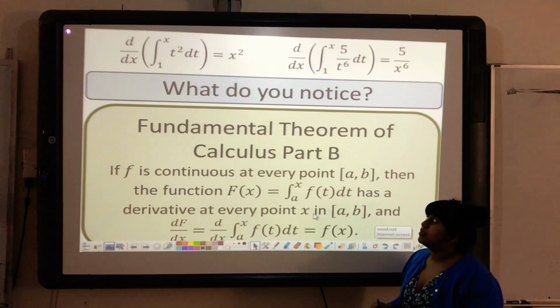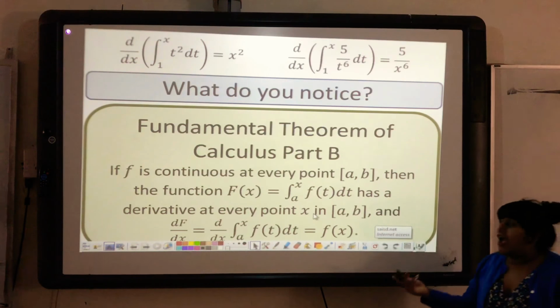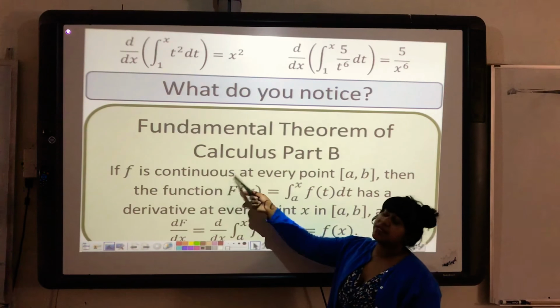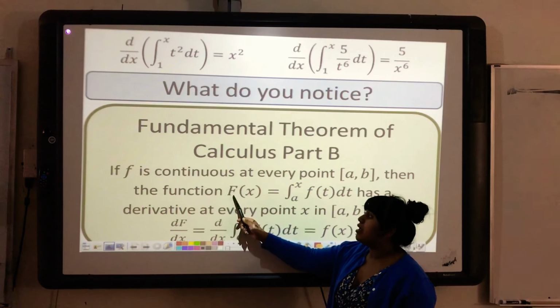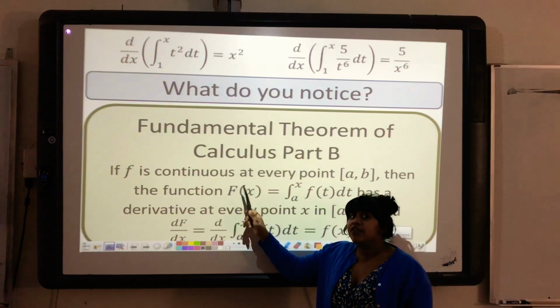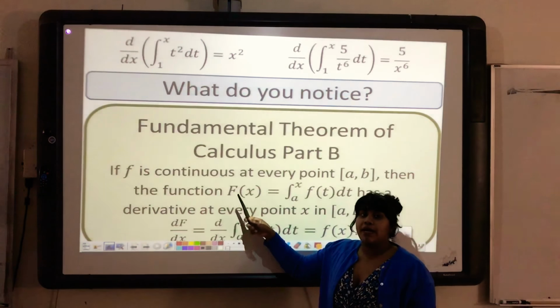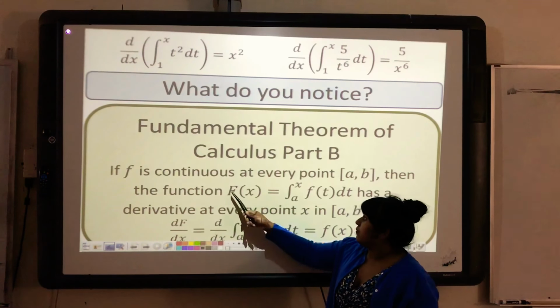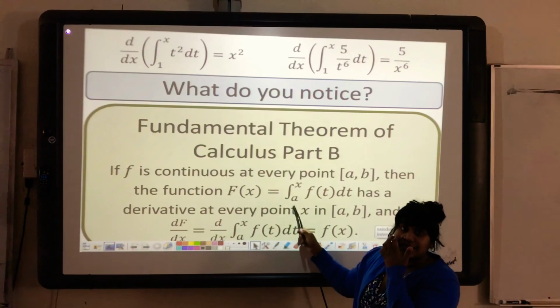So that is the fundamental theorem of calculus, the other half of it that we're going to learn. It must be continuous. You have to have a derivative at any point. So remember, the big letter F typically stands for my antiderivative, my integral. So my big letter F is equal to this definite integral.